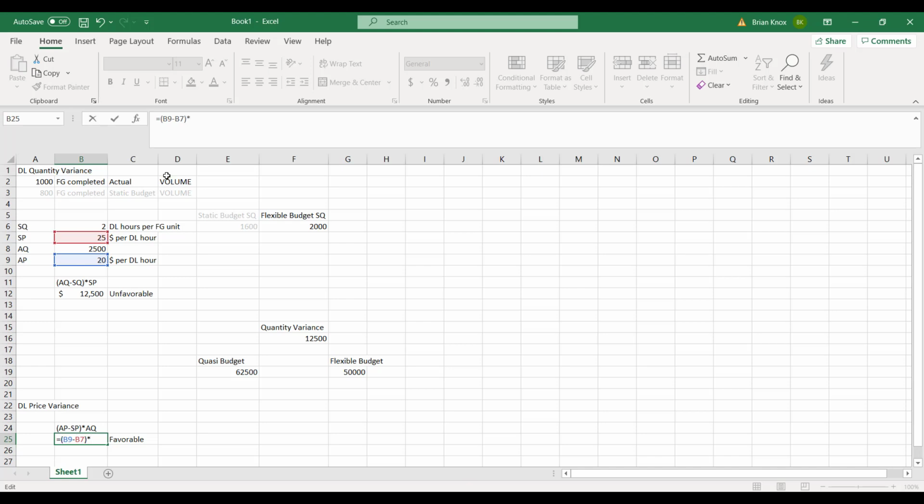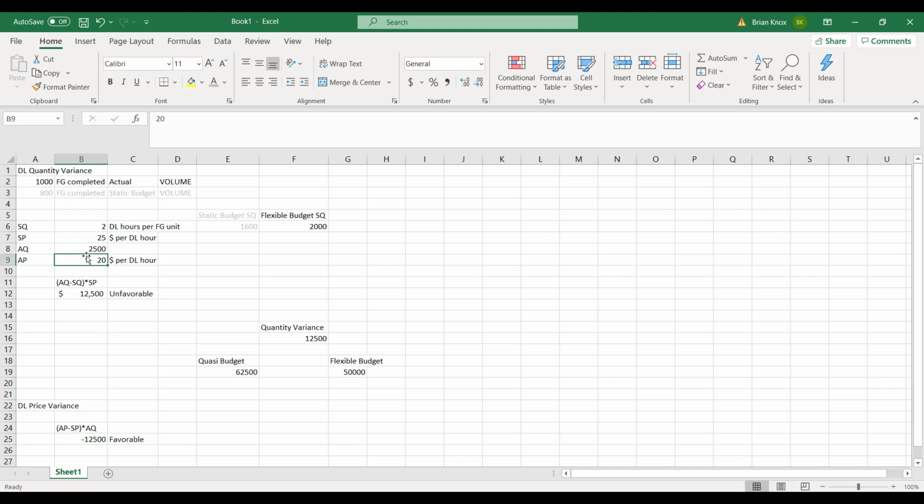All that times the actual quantity, because we moved from standard quantity to actual quantity in the previous variance from here, and we're going to create another little peak right here, and we're going to move from this actual quantity standard price over to actual quantity actual price. So this is all multiplied by the actual quantity, and so we have $12,500 favorable.